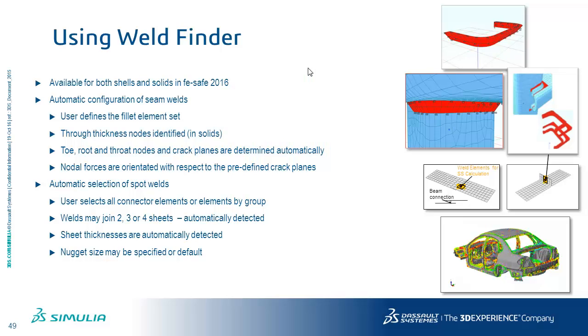It works for both solid and shell meshes. It allows automatic configuration of seam welds and spot welds. For seam welds, it uses an element set as a starting point, an element set representing the weld fillet or the weldment. The through thickness nodes are identified. Toe, root, throat, crack planes are determined automatically. For spot welds, all connector or beam elements are detected automatically as spot weld representations. Number of sheets is automatically detected. Sheet thickness is automatically detected, and so on.